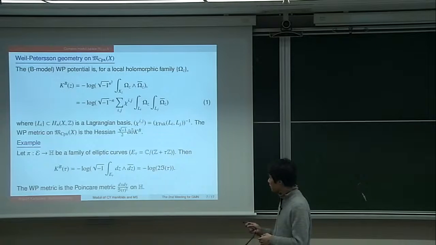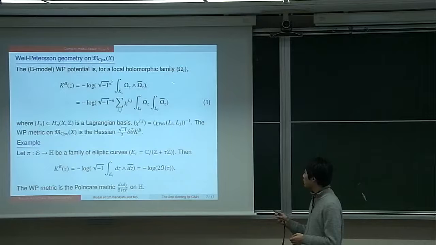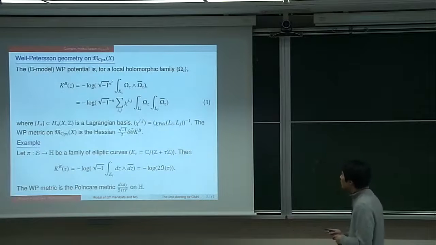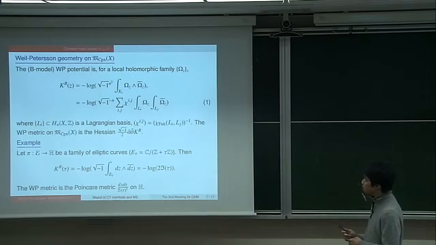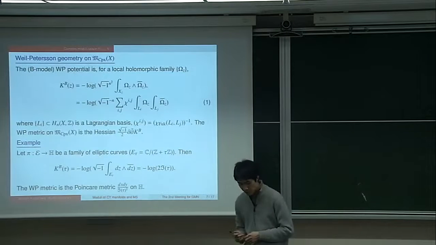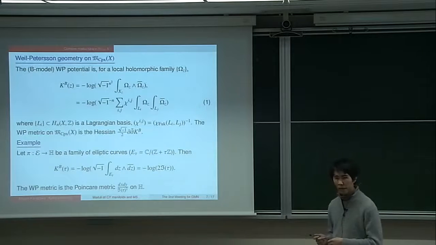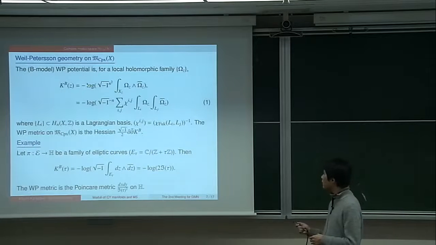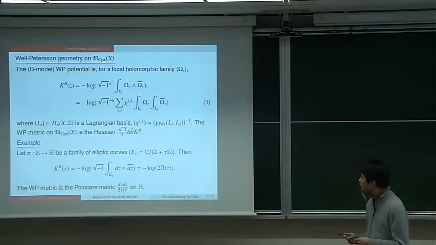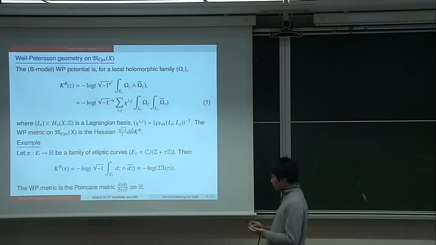So the Weil-Petersson potential is a potential that gives a metric. Anyway, the potential is for a local holomorphic family of holomorphic volume forms. It's given by this expression. And I think the existence of the Weil-Petersson metric is classically known, but it's Professor Tian, I think, who first wrote down this explicit potential. It's quite useful in practice. But today I wanted to rewrite this potential as follows.